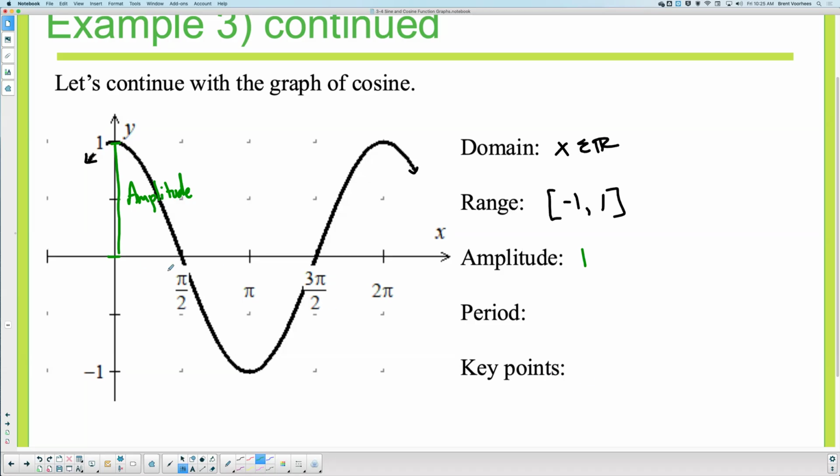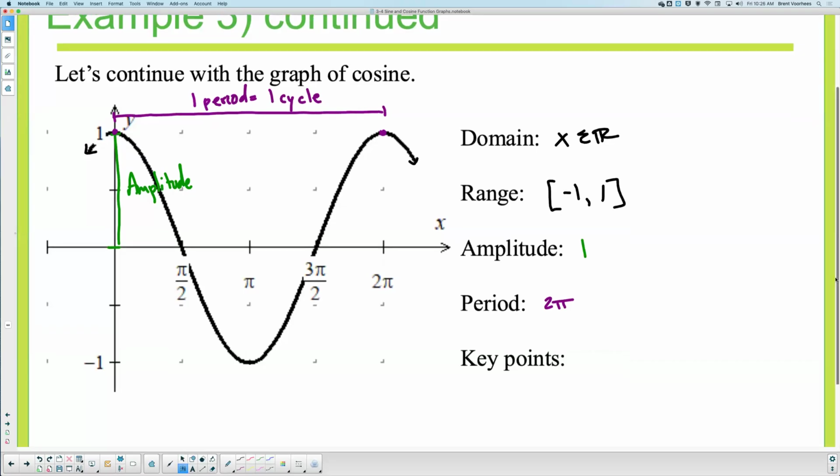What's a period? Period is the length to go from maximum to maximum or to complete one full wave. That right there is 1 period. How many x units is it to do a full period? That's right, it's 2 pi.